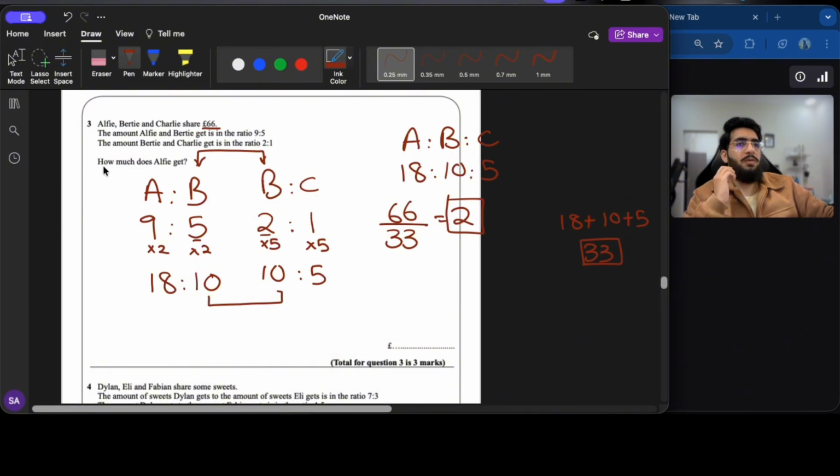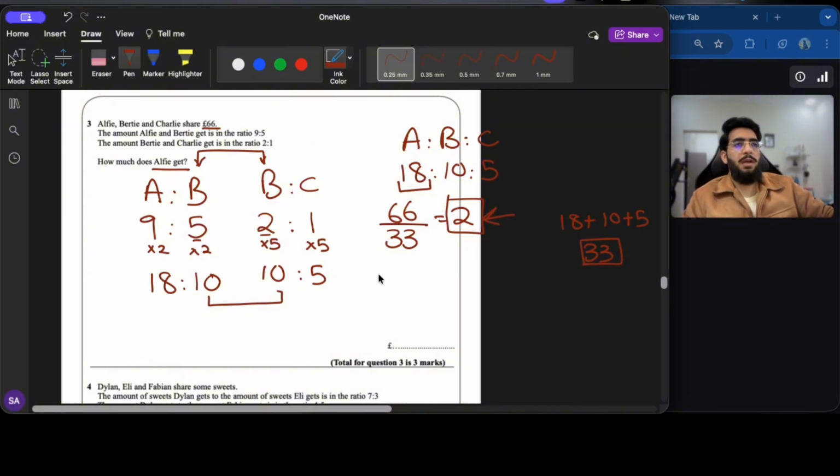Now let's see the question. How much does Alfie get? So we need to find out how much this A person gets. We know that out of the total 33 parts of 66, A is getting 18. And we know the value of one part. We know the worth of one part.